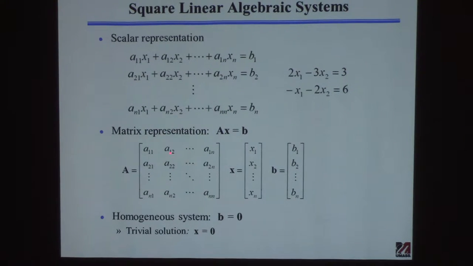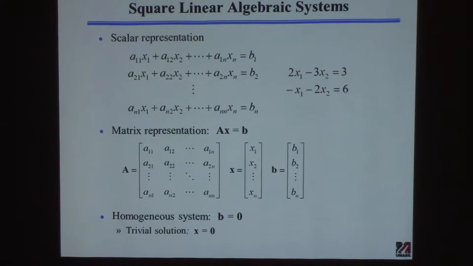1, 1, 1, 2, so on and so forth. Second row is the coefficients for the second equation, so on and so forth, okay? So when we look at this matrix A, we'll say each row corresponds to an equation, right? Each column corresponds to an unknown, because if you look at this first column, you'll notice those are all the coefficients that multiply x1. Those are all the coefficients that multiply x2, okay? So rows, equations, columns, unknowns.